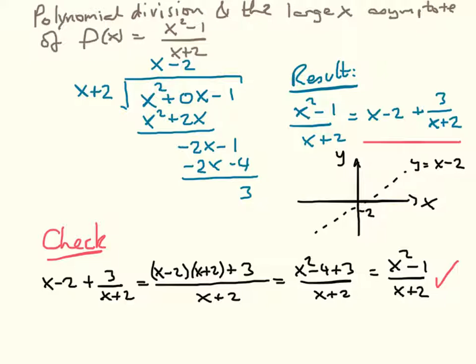So that is another way of obtaining the large x behavior, and it's the safest way of calculating oblique or slanted asymptotes. And with that, I will stop this video.